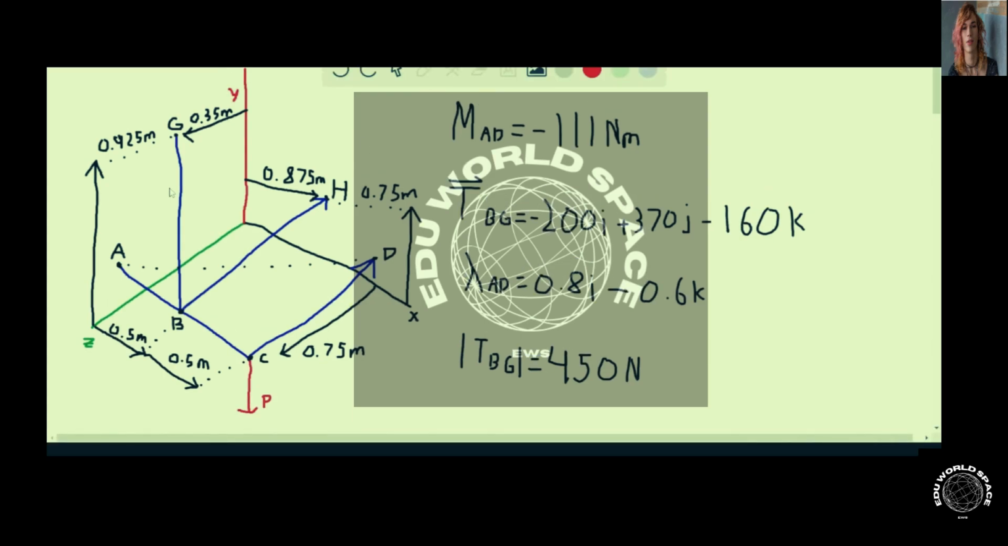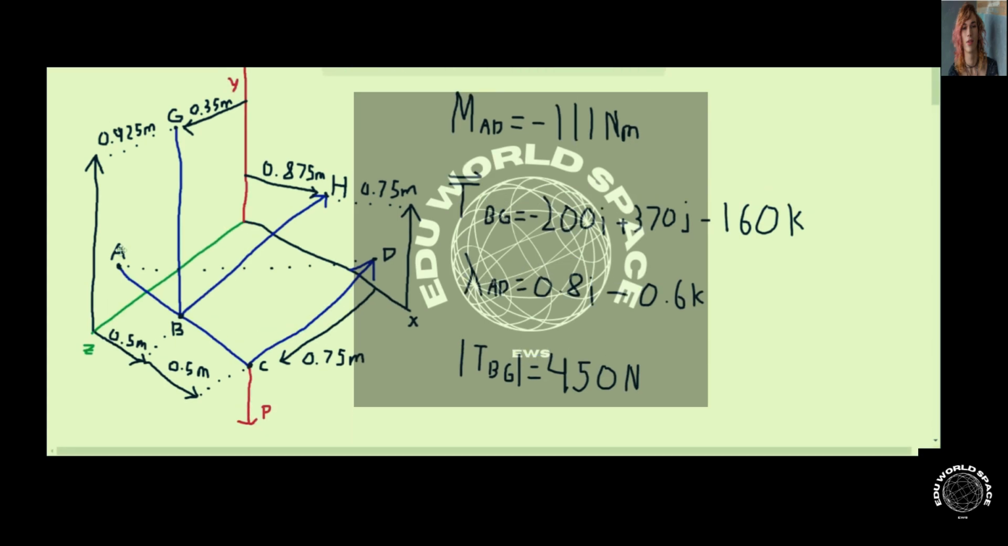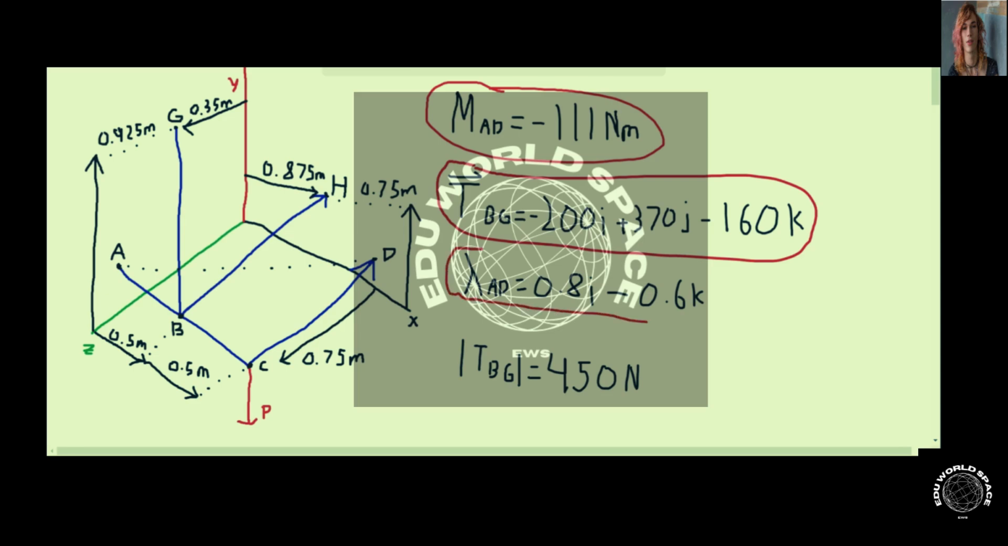We're asked to find the perpendicular distance between the diagonal AD and the line of action BG, the tension in the cable BG. And in this problem, we've already calculated the moment of the rod AD, the tension vector BG, and the unit vector AD. Since this problem is asking us to reference a separate problem where we've already calculated these values.